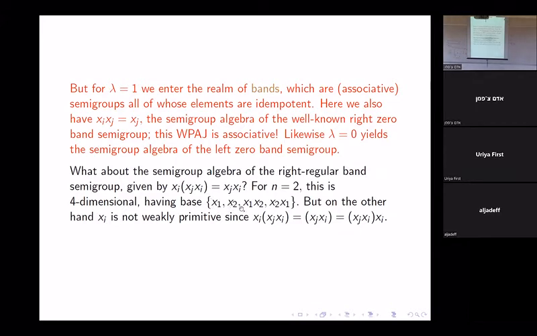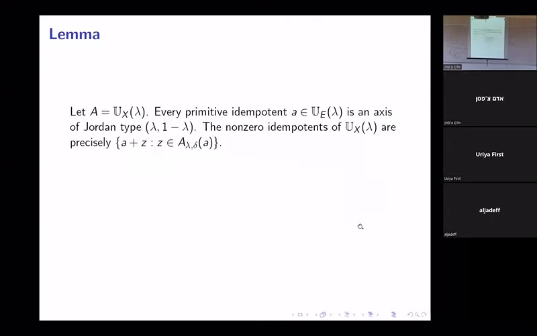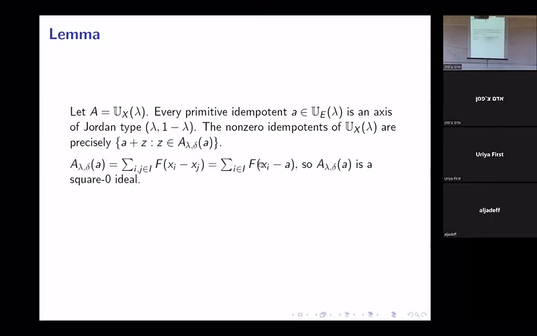Well, you get this 4-dimensional algebra spanned by these for n equals 2. But it's not weakly primitive because xi is not primitive. You have two things not in its eigenspace, not in xi, which is its one eigenspace. Okay, so every primitive idempotent is an axis, I think I mentioned that, of the same type. And you can actually state what the primitive axes are.